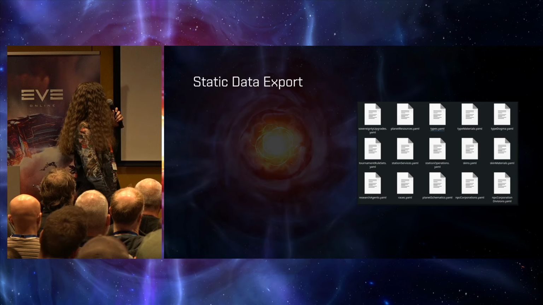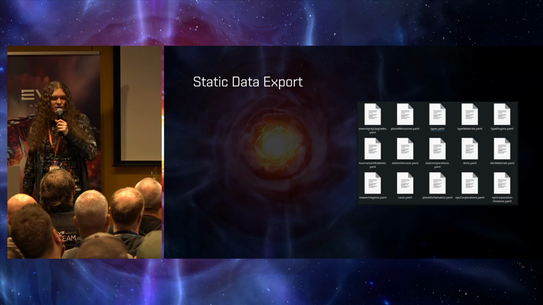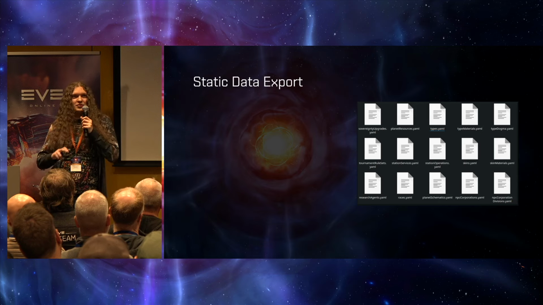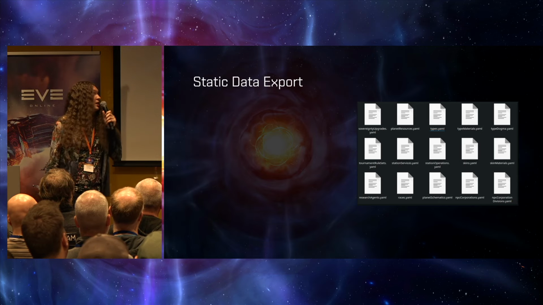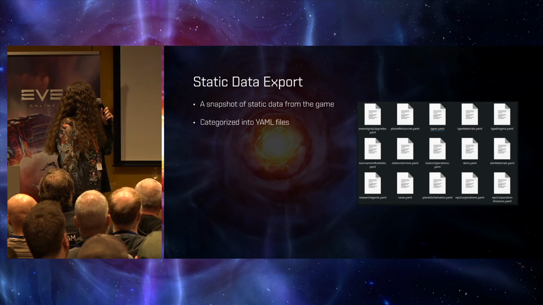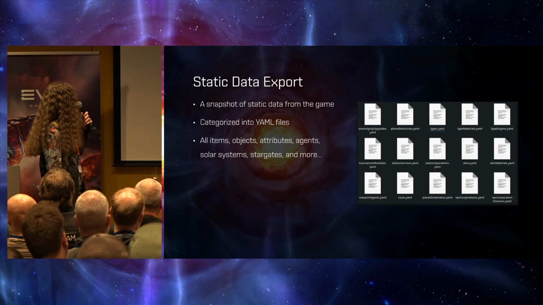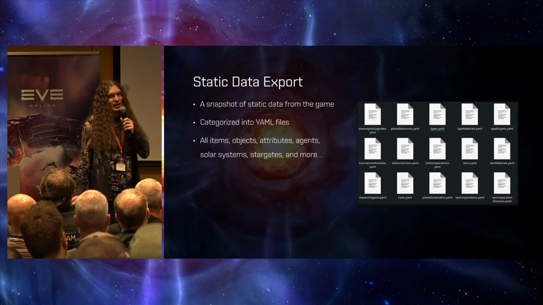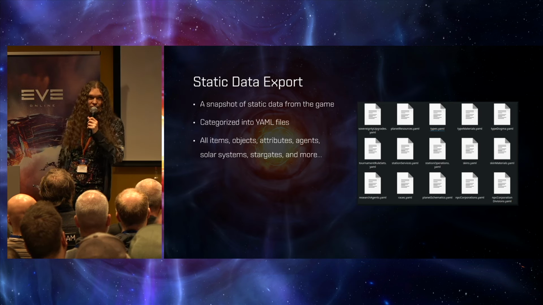So the static data export is a collection of all kinds of information that doesn't change during gameplay. So things that only change with a patch to the client. And it takes the form of a lot of text files. So this is where you would find a list of all items in the game and all ships in the game and all solar systems and the stargates that connect them. It's all in the SDE.